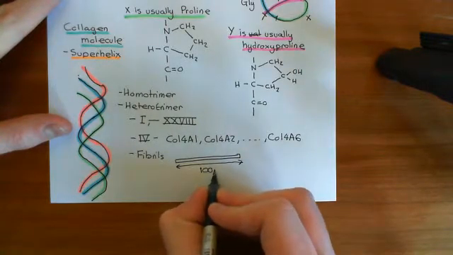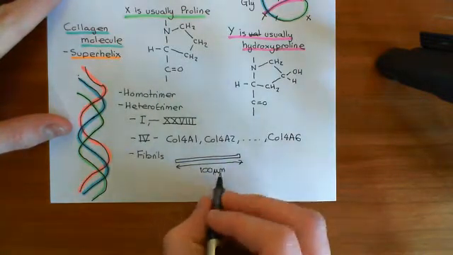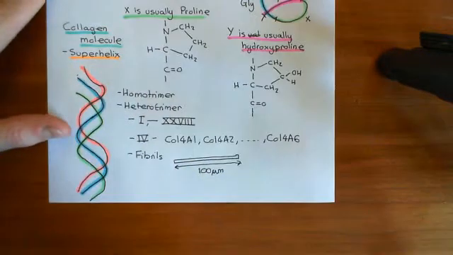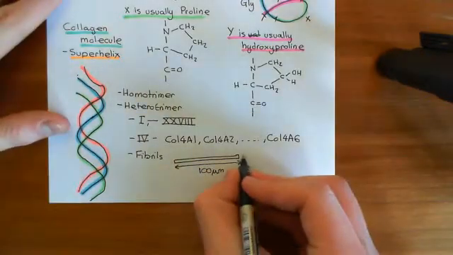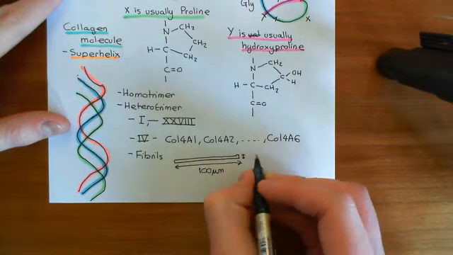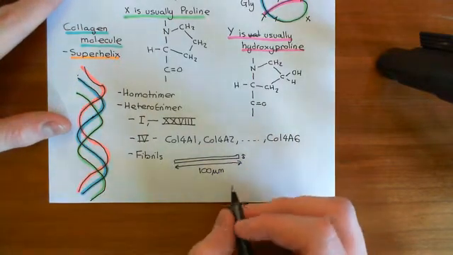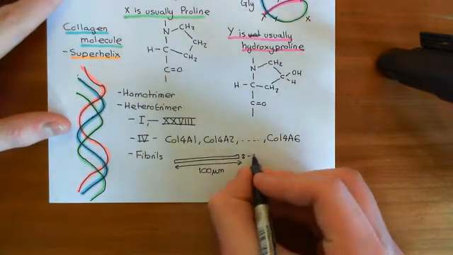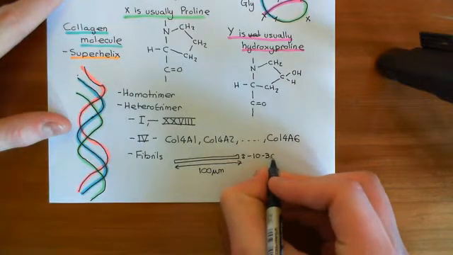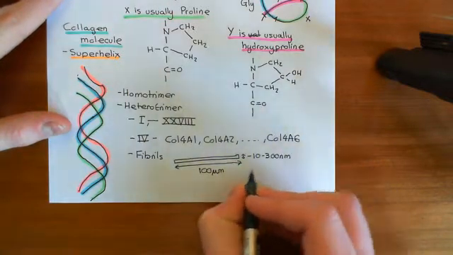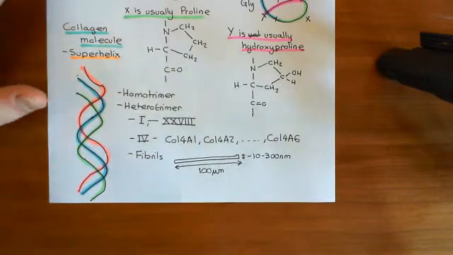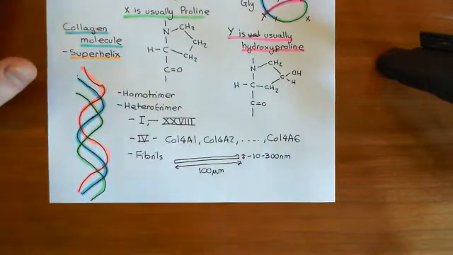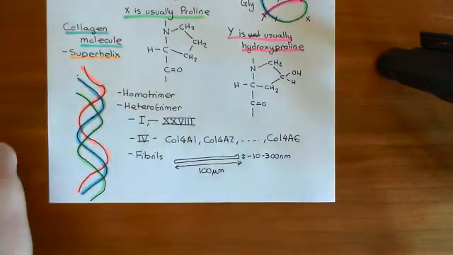Collagen fibrils generally have lengths of around a few hundred micrometers. Let's say this one is 100 micrometers, but it could be more than that. It could be 200, 300 micrometers. The diameter of a collagen fibril is generally between 10 and 300 nanometers. So large diameters and even larger lengths. That's a collagen fibril.